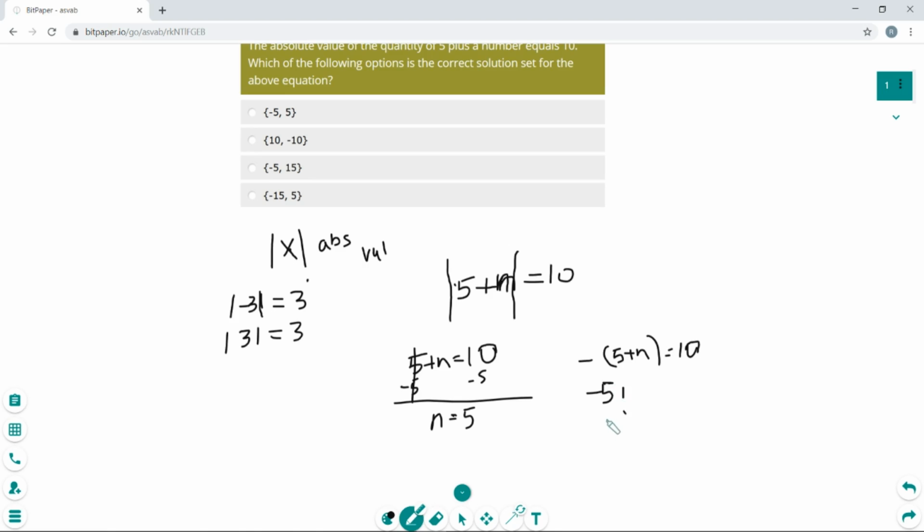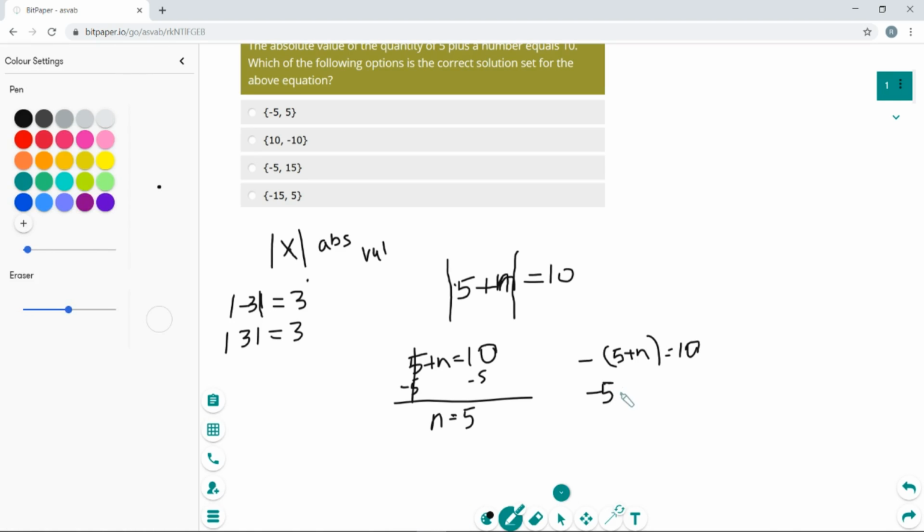We get a negative 5 minus a negative n equals 10. And again, this is just distributing the negative across. Now we have to get rid of this 5, but we add it this time. So we add it, it cancels here of course, and add a 5 here. So what we get is a negative n equals a positive 15.